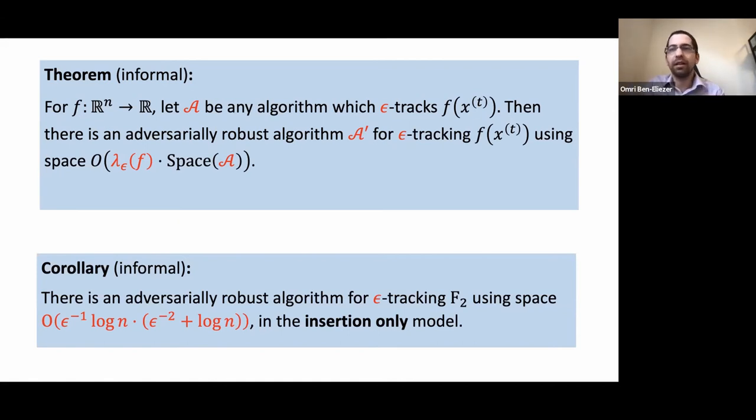Other comments are that maybe the dependence on this flip number in the algorithm is not optimal, and we'll see that in some sense it's indeed the case. But the flip number, in many cases, matches this bound.